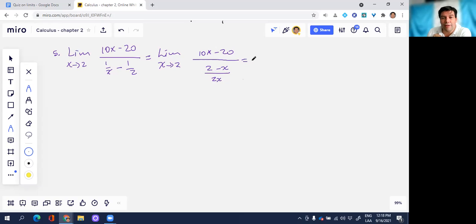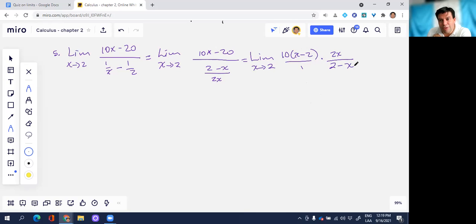Okay, I'm going to do 2 things in this next step. First, I am going to factor the numerator. They have a common factor 10, so 10 times x minus 2. Then, instead of dividing, I'm going to multiply times the reciprocal. So that means this is 2x over 2 minus x. And this can be written as over 1.